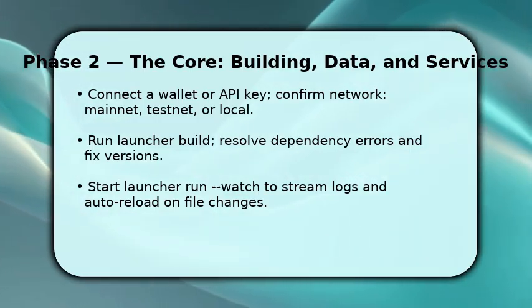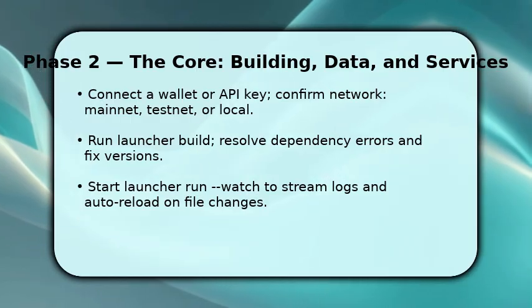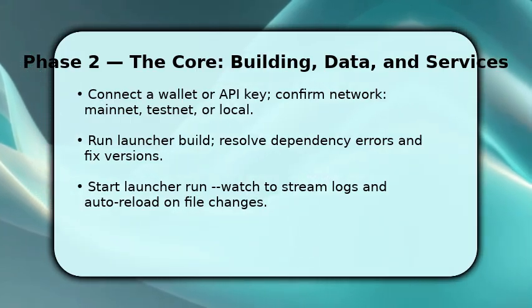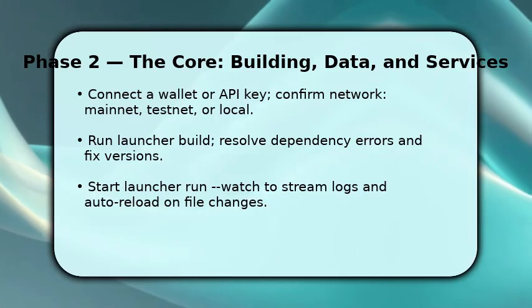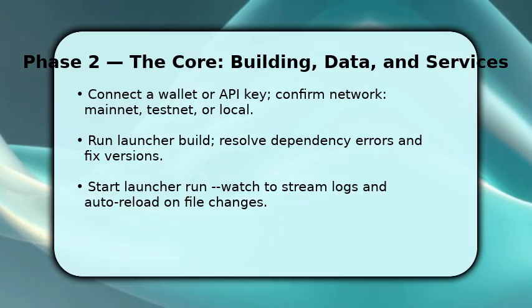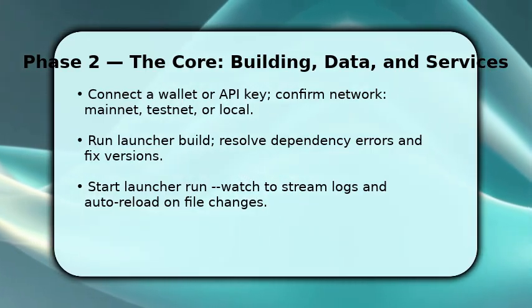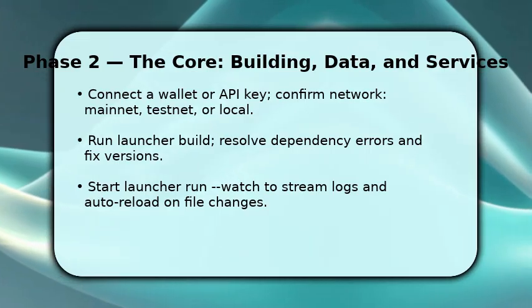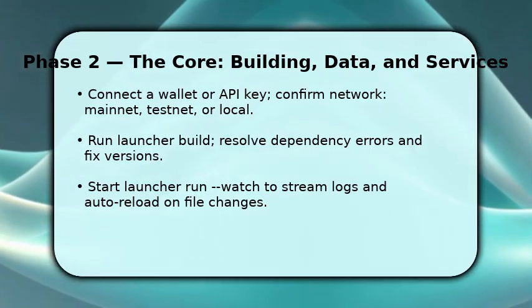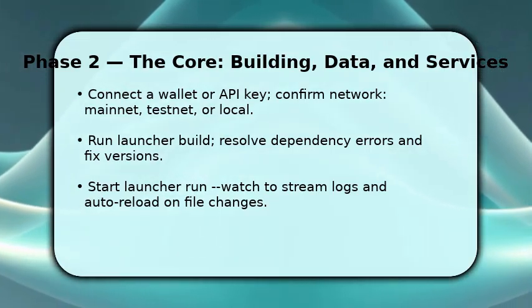If versions mismatch, update manifest.JSON to align semver ranges and rebuild. Once the build succeeds, use launcher run watch to start the service and stream logs. This gives real-time feedback and auto-reloads when you change code, which speeds iteration and debugging.